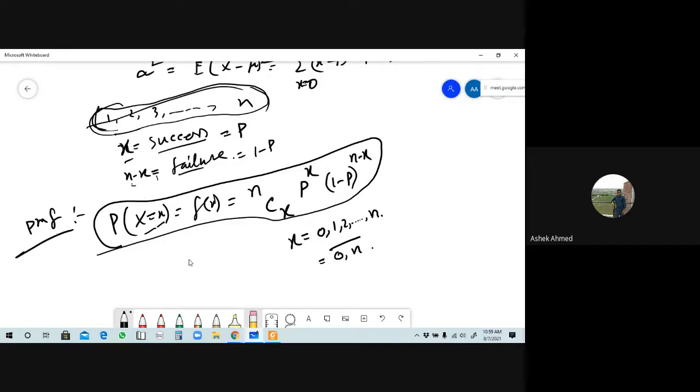So this is nCx, but we will use the probability mass function for a specific number of success. The specific number of success will have probability p. So the power of p will be x, which represents the successes, and one minus p represents failure. And if x successes are chosen out of n, how many failures are there? n minus x. Okay, so the power of 1 minus p will be n minus x here. Understand? Yes, sir.